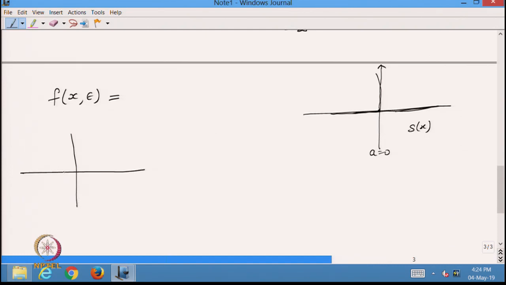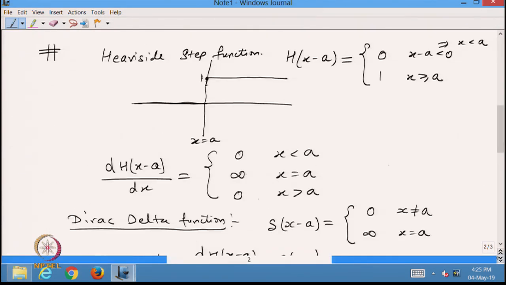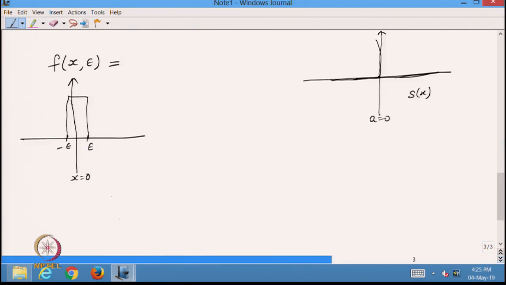So this function, I take an interval of width minus epsilon to epsilon, around x equal to 0. In that I define a function whose width is 2 epsilon. So this function I am defining, my f of x epsilon, in this case I take the height that is 1 over 2 epsilon. I define this function like this.